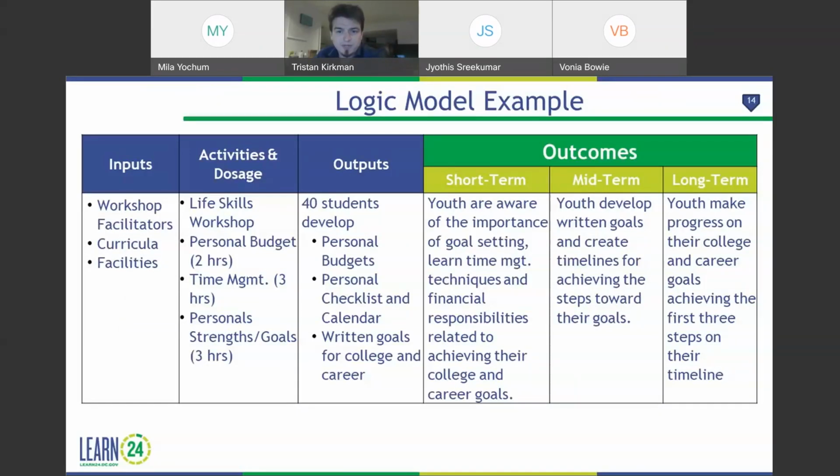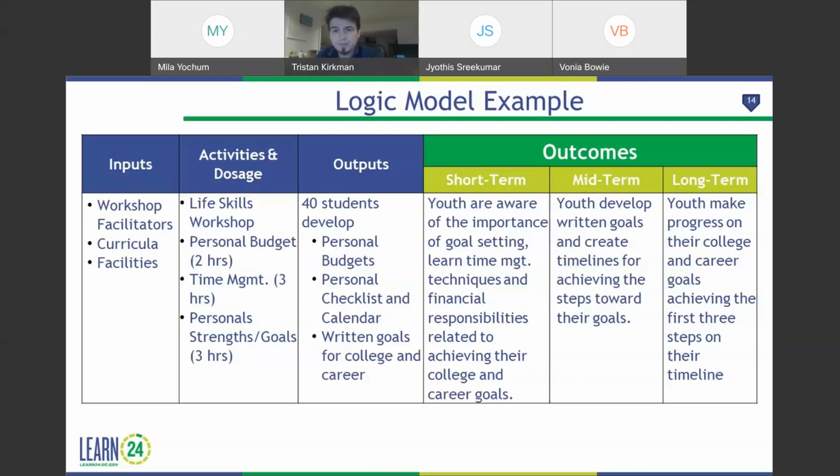So if we've got our logic model in front of us, the inputs in this case, we have workshop facilitators, curricula, facilities, which are the necessary inputs to produce a life skills workshop with various dosage and specific activities beneath that. And the outputs of that life skills workshop and various activities are personal budgets from the students, a checklist for the students, and written-out goals for college and career readiness. These are the direct products of the program itself.